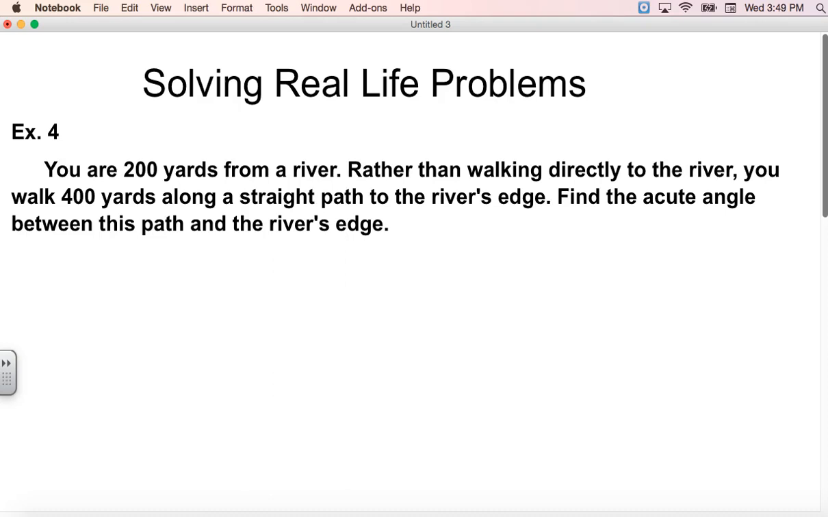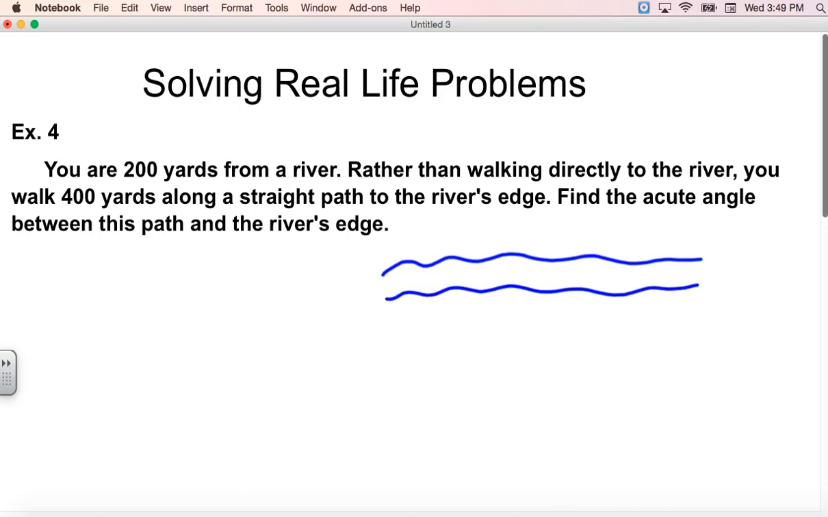You're 200 yards from a river. Rather than walking directly to the river, you walk 400 yards along a straight path to the river's edge. Find the acute angle between this path and the river's edge. So now we're trying to find the angle. Alright, so instead of the unknown being one of the side lengths, we don't know the angle. So let's draw a little picture.